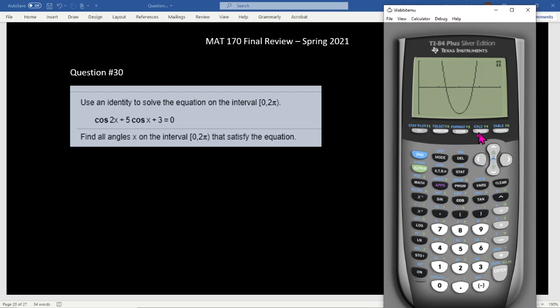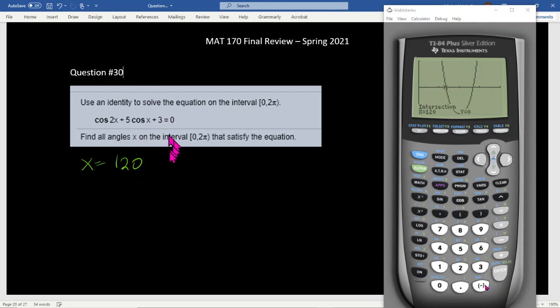We go second calc, which is the trace button, right? And we want to do an intersection. So we do number 5. First curve we just hit enter, second curve we hit enter, and we walk our little spider closer to the intersection we want to get first. So I'm over there. I get 120 degrees. That's one answer.